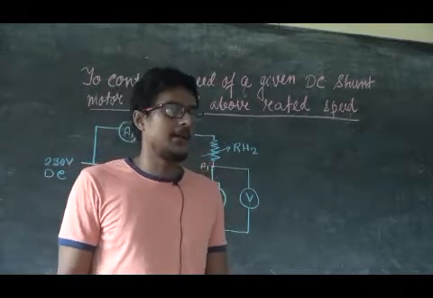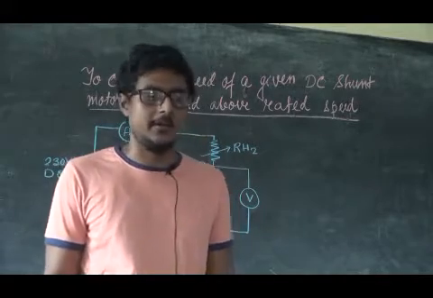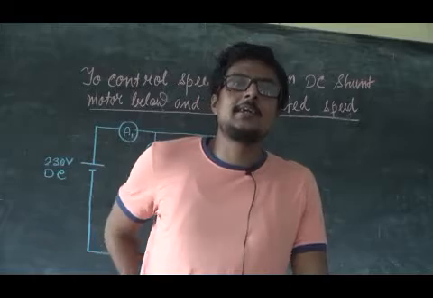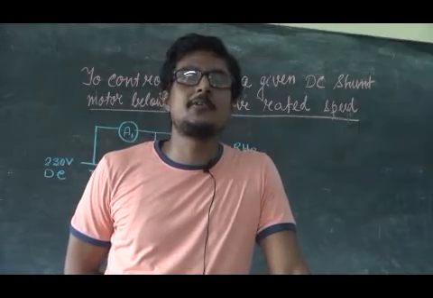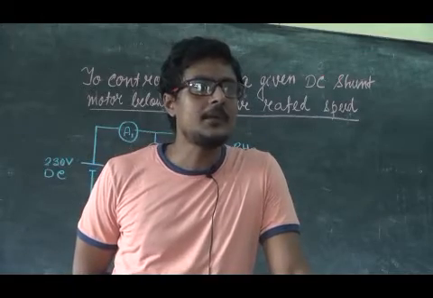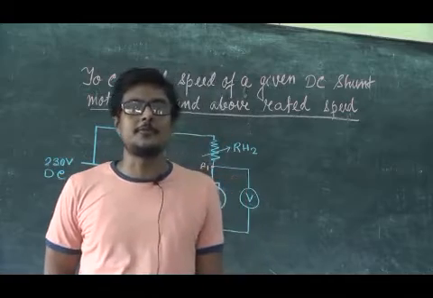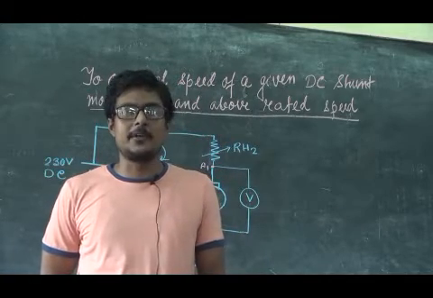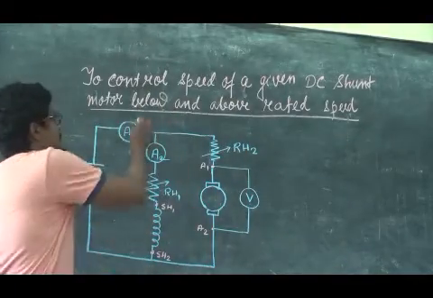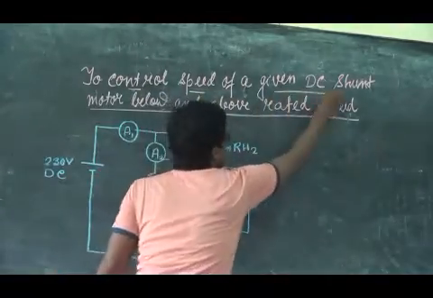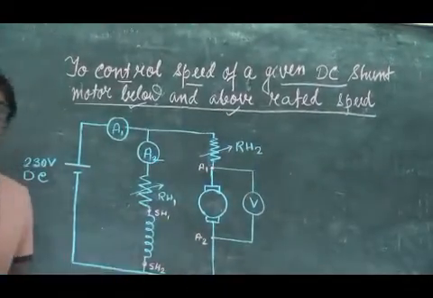Today we shall be discussing the speed control method of a DC shunt motor above and below rated speed. We should also note that this experiment is from the course Principles of Electrical Engineering, of the Mechanical Engineering Department. We have already discussed the theory in our regular classroom. Today we shall be trying to perform the experiment related to it. So the aim is to control the speed of a given DC shunt motor below and above rated speed.